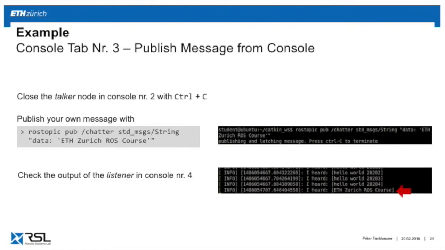Now we're going to close the talker node, so we essentially lose the node that gives the information, by going into console number 2 where you started it and typing in Control C. Then you should see that the listener node stops printing messages since it's not receiving any.